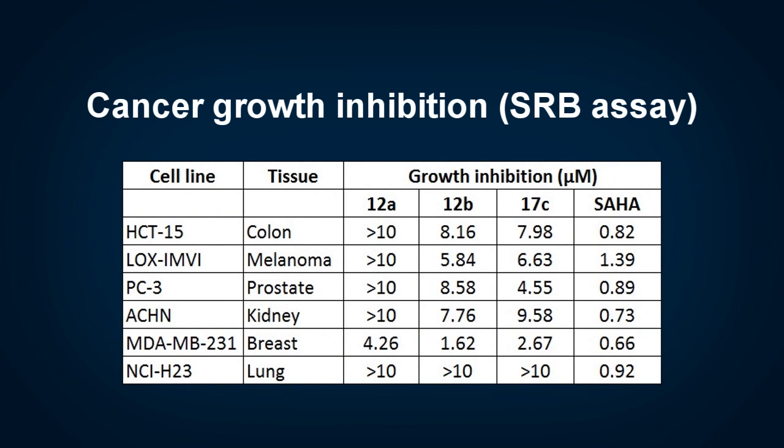Growth inhibitory activities of all the active HDAC inhibitors 12A, 12B, and 17C were evaluated in 6 human tumor cell lines. The propionic hydroxamic acids 12B and 17C exhibited good enzyme inhibitory and cell growth inhibitory activities and showed the most potent growth inhibitory activity to breast tumor cells among 6 human tumor cell lines.